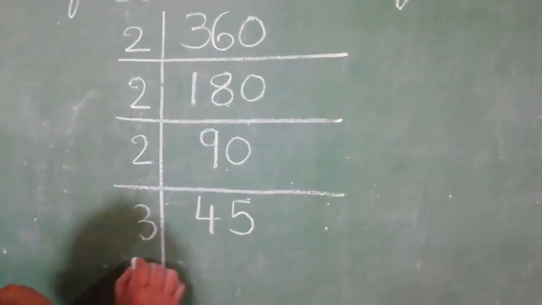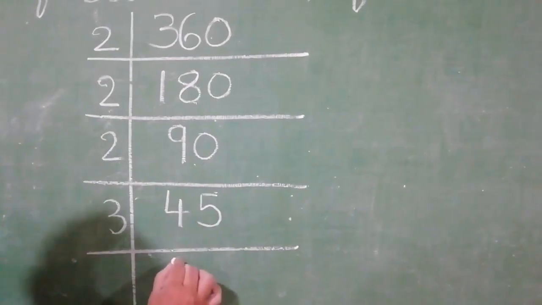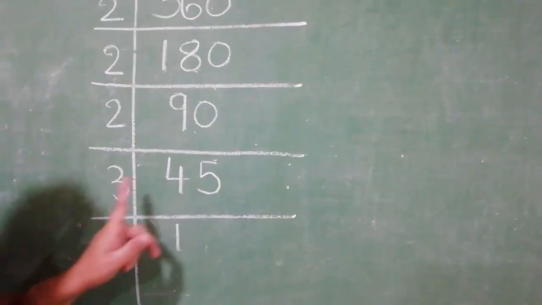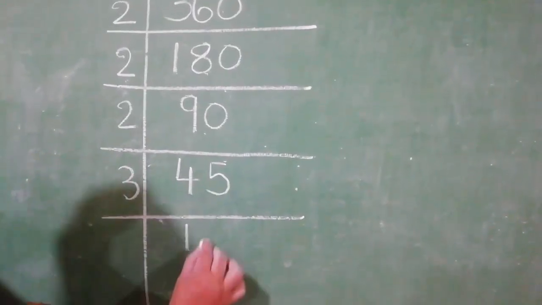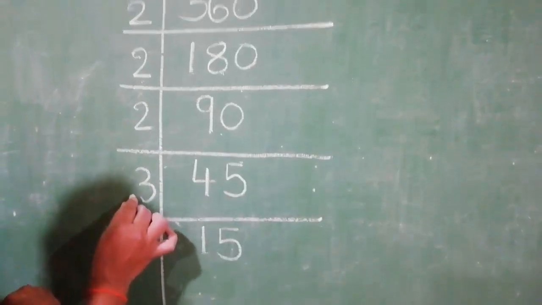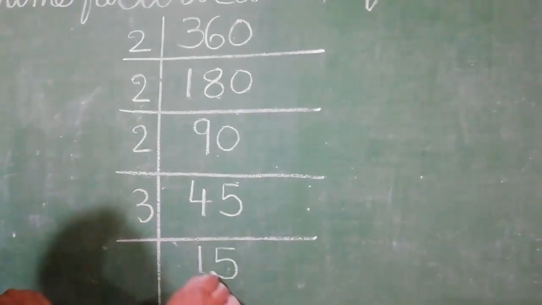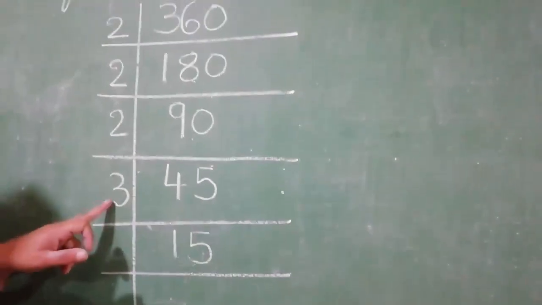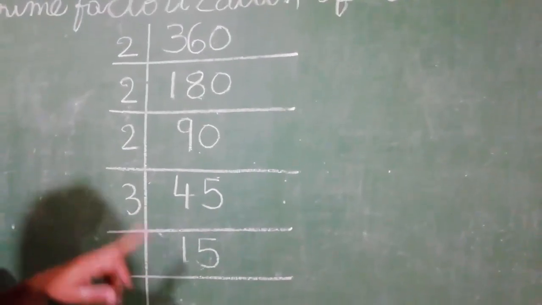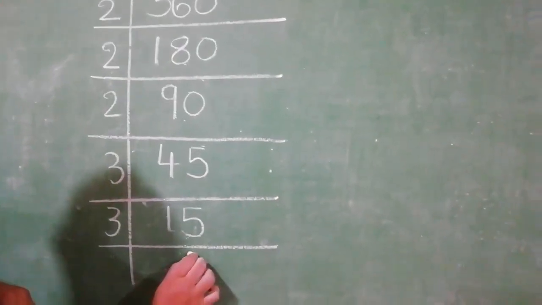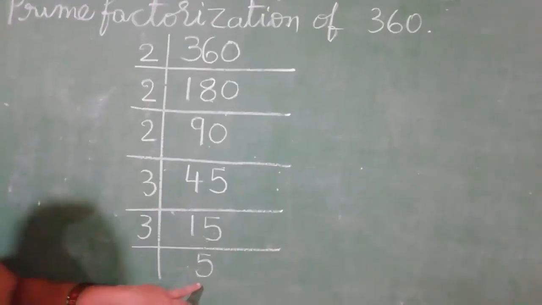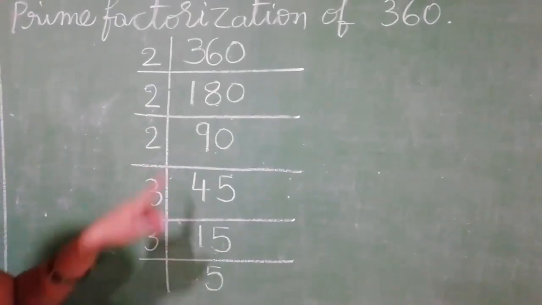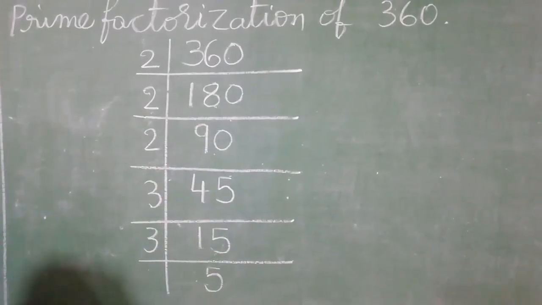How many times? We check it. 3 ones are 3. 4 minus 3, 1. 15. 3 5s are 15. 3 15s are 45. Next, is 15 divisible by 3? Yes. 3 5s are 15. See, when we stop the division, both factors are prime numbers. We stop the division. Why? Here 5 is a prime number.